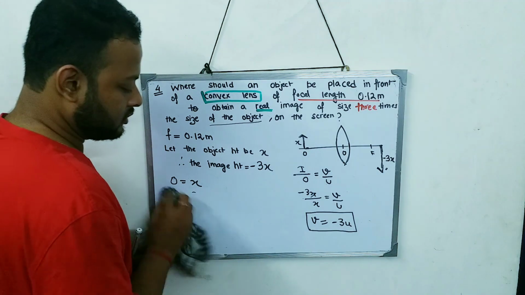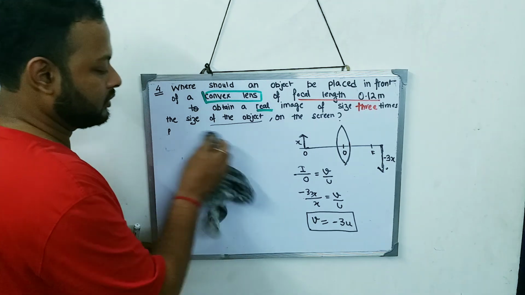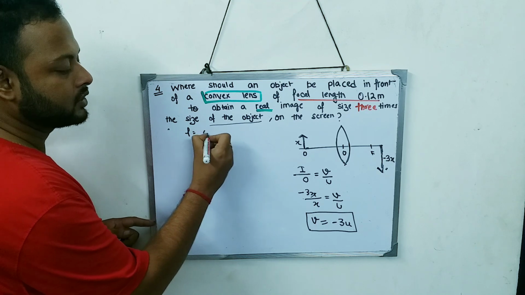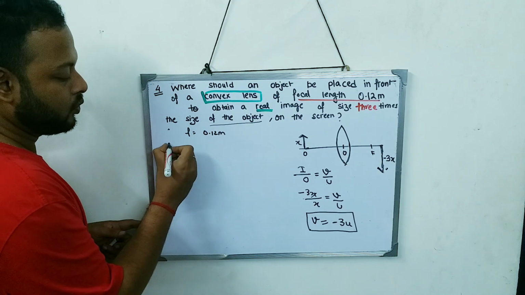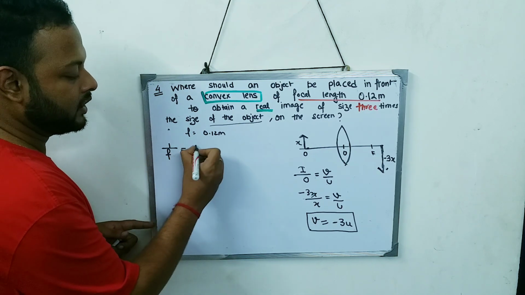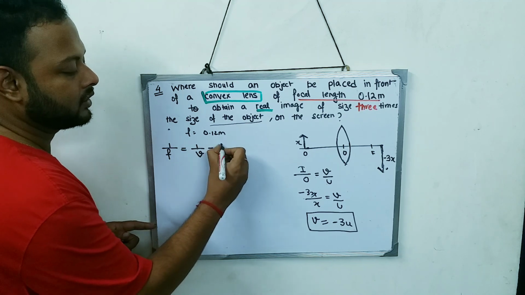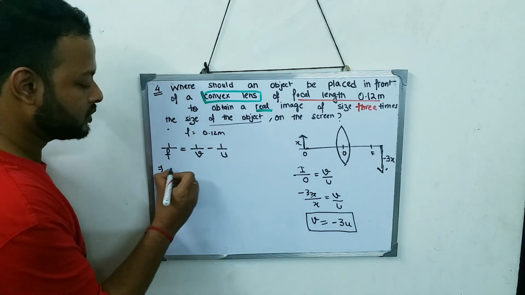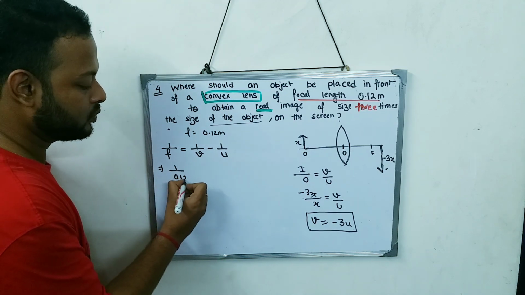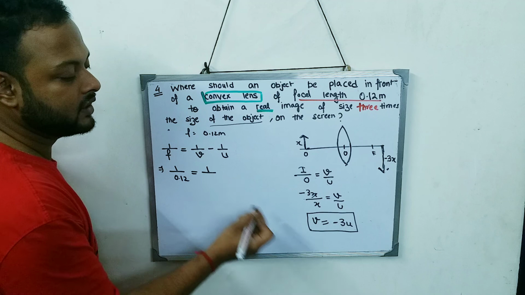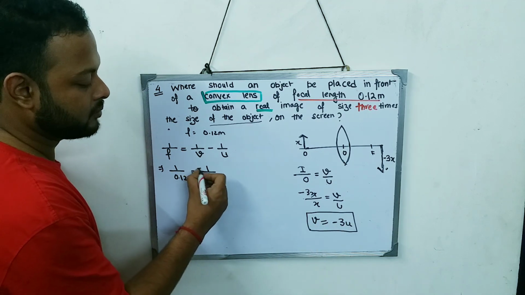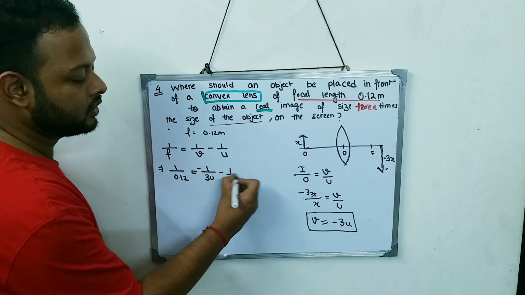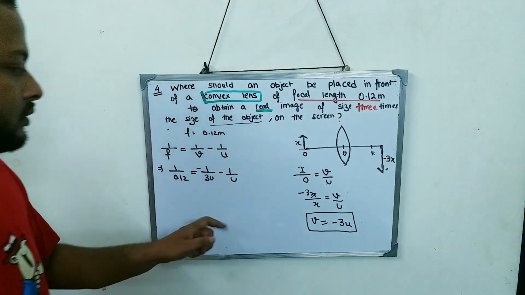Now I'll use the lens formula. F is equal to 0.12 meter. 1 by F is equal to 1 by V minus 1 by U. I'll use this formula. 1 by F means what? 1 by 0.12. V is how much? V is minus 3U. And U is only U. There is no doubt.